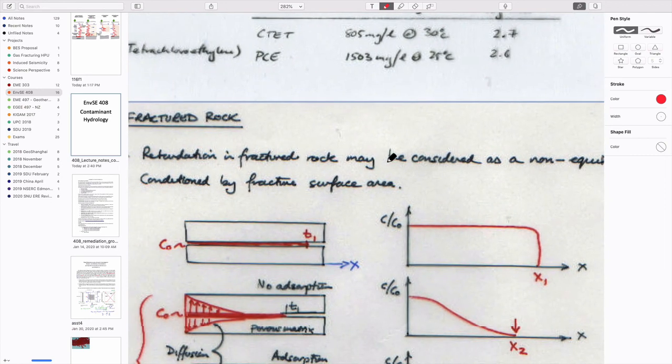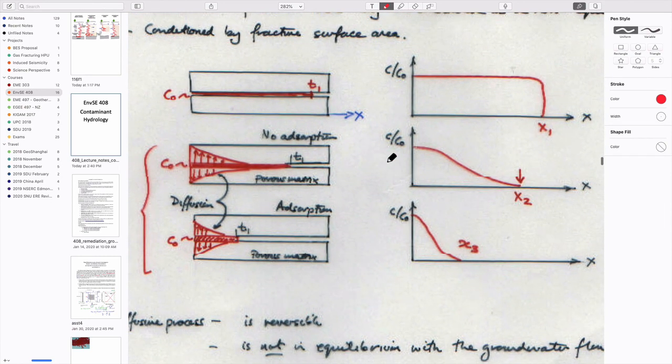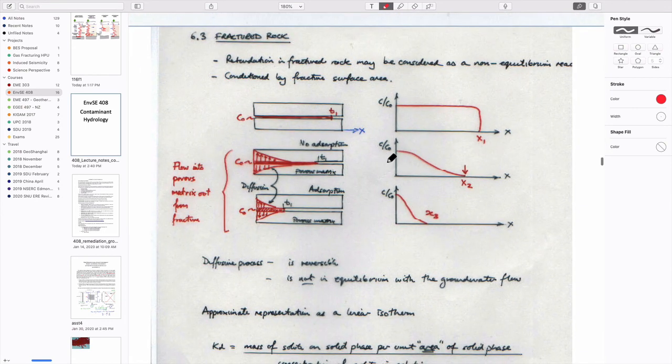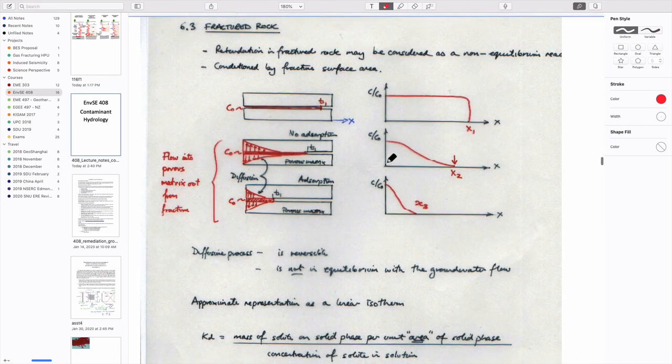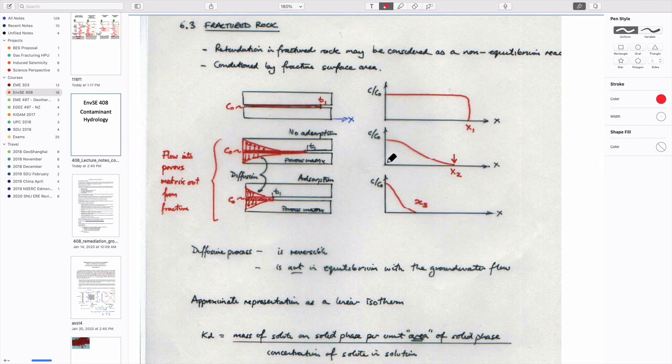So the final slide, I think, for today is that sometimes sorption, or processes that look like sorption, aren't sorption. And it's kind of equivalent to the fact that we talked about diffusion. Diffusion means that the plume looks like it spreads out over time, and it's driven by concentration gradients.